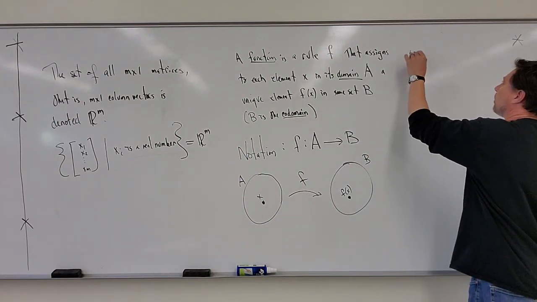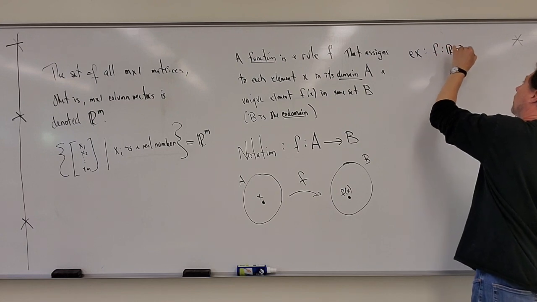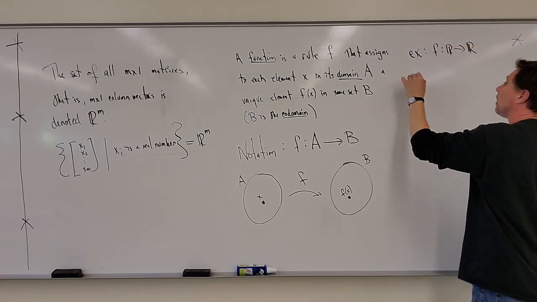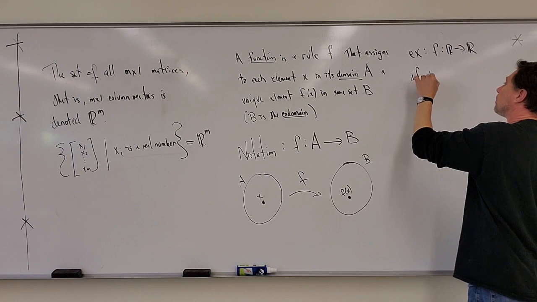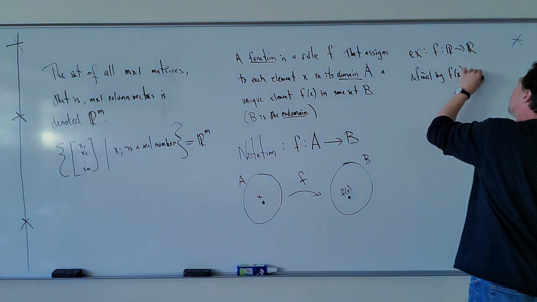So, for example, the function f from R to R, defined by f of x equals x squared.